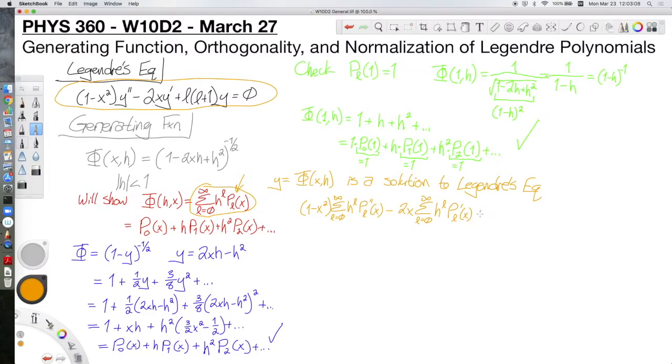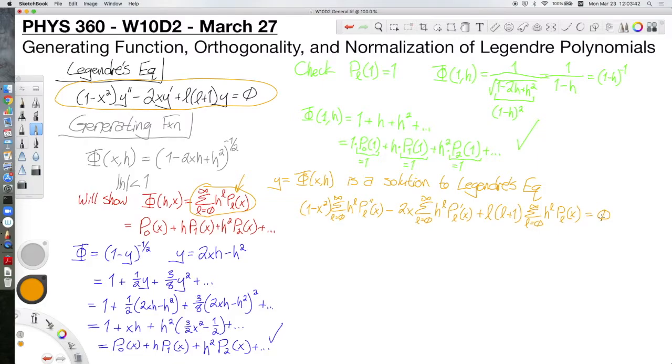And last but not least, the last term here is just a nice constant term, l times l plus 1 times P_l of x. There should also be a summation sign here. I missed that in my notes. Still with the h^l P_l of x, no derivatives this time because this term just has a y, not a y prime. And all of that equals 0.